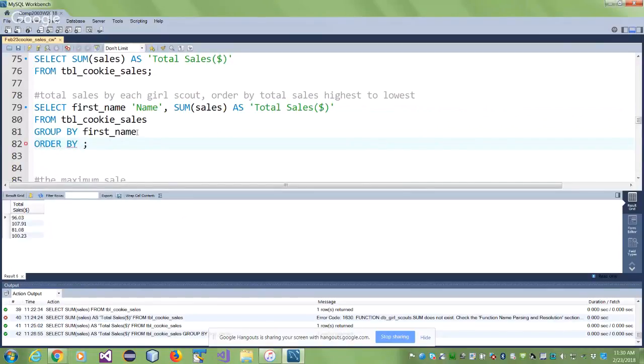Now, what is the field I want to order by? It's not first name. I don't want to order it by name. I want to order it by the total sales. So I want to use the second field. Now that second field doesn't have a name per se in the table, but it has a name here. It has a name called sum total.